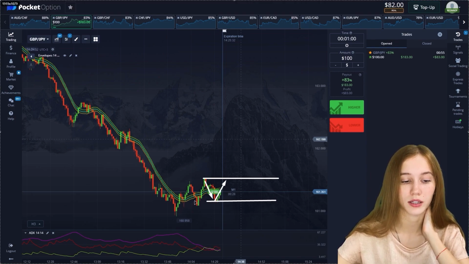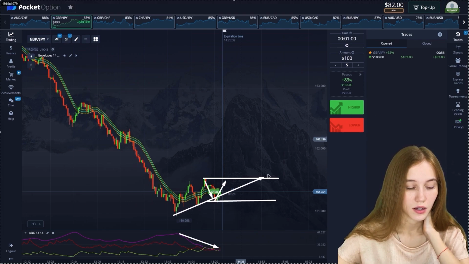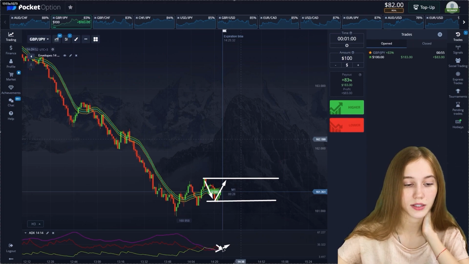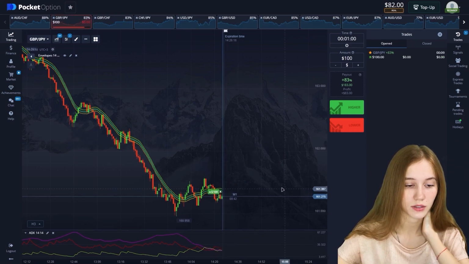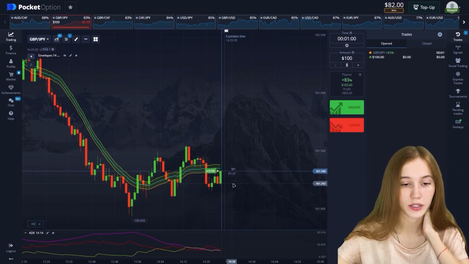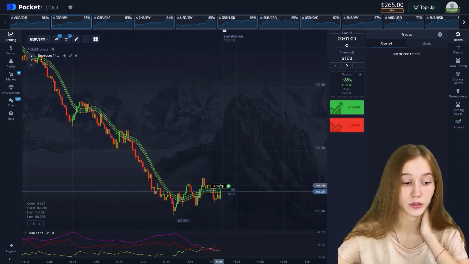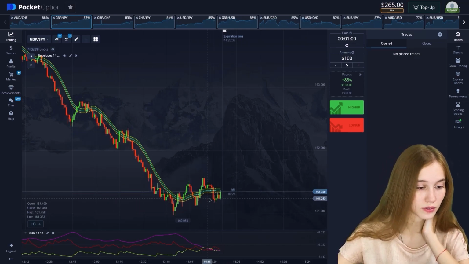There was a sharp decline and a very long one, and now the market will begin to recover. The red line is directed upwards and the green line is directed upwards. This is good. We see a trend reversal and 5 seconds left until the end of the deal. Yeah, let's see. Good. Our profit is 183 and the balance is $265. Good. Let's move on to the next concept.